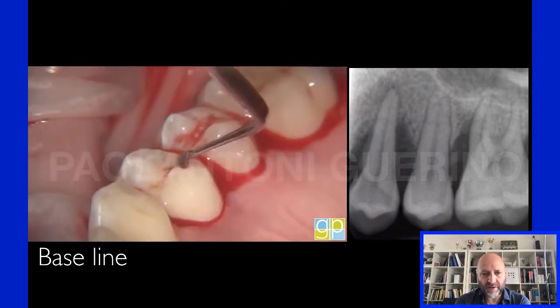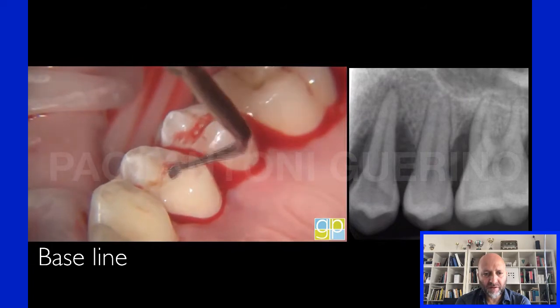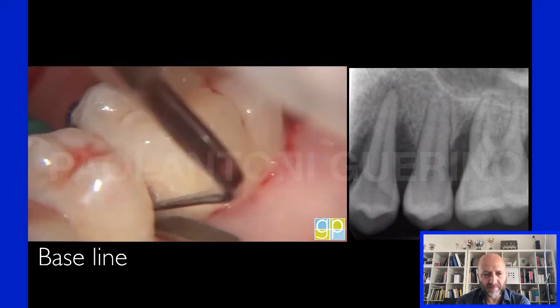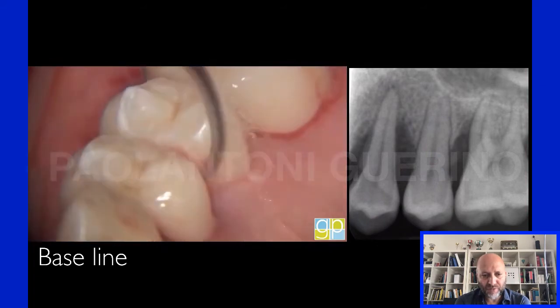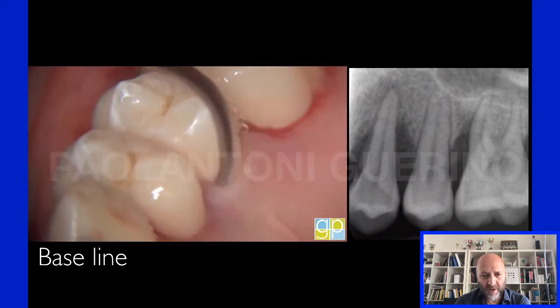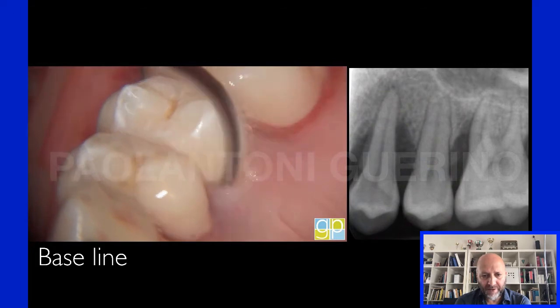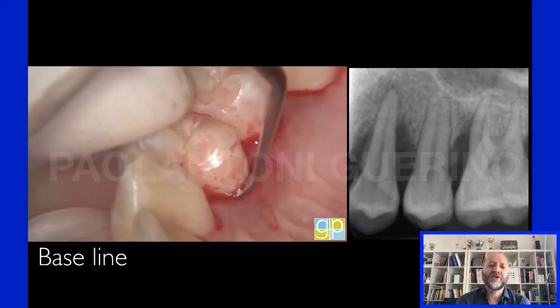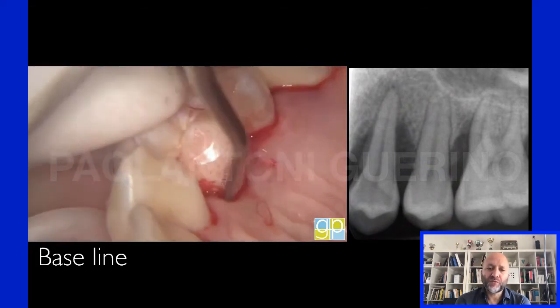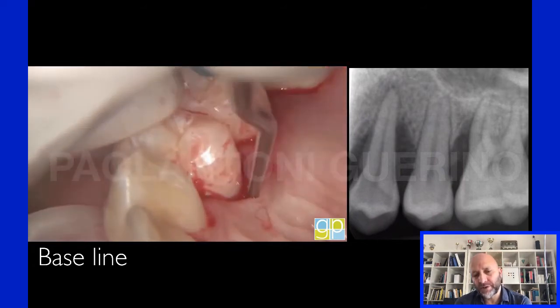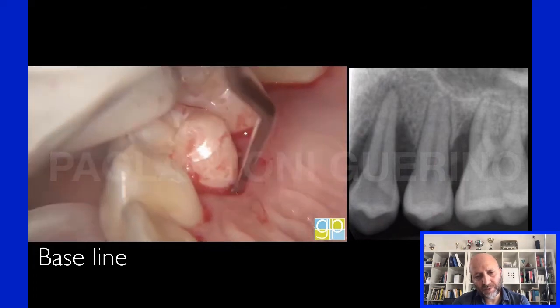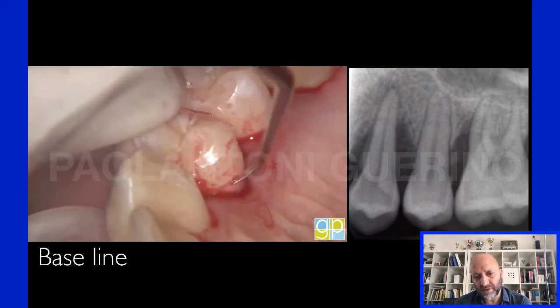We remove the calculus like this in these images. It's better to use the microscope to see in a better way. We can use the tip with a different shape. If you want to, you can use the micro curette to debride the root.